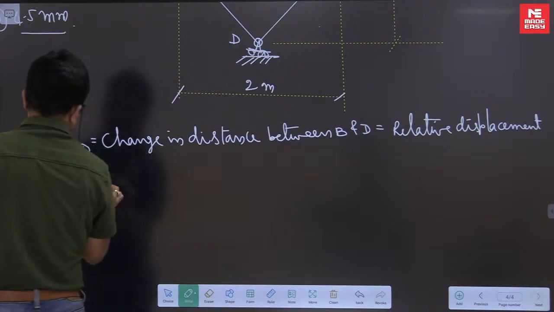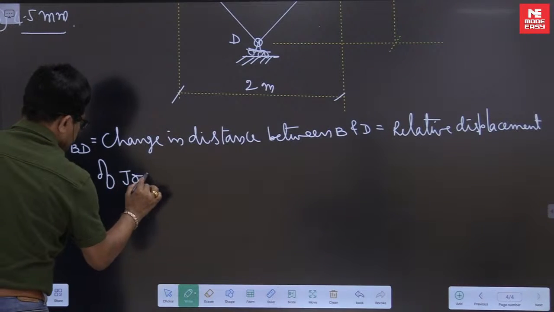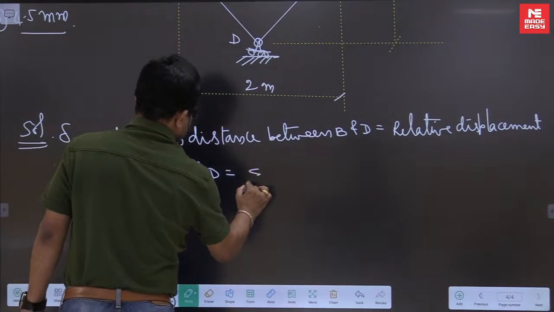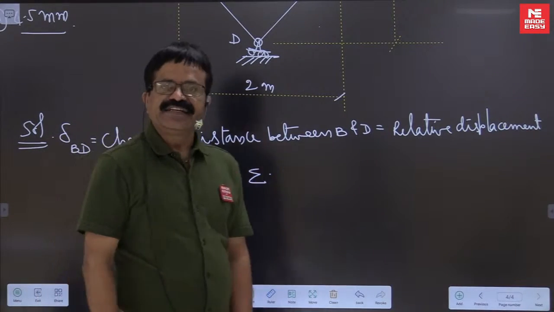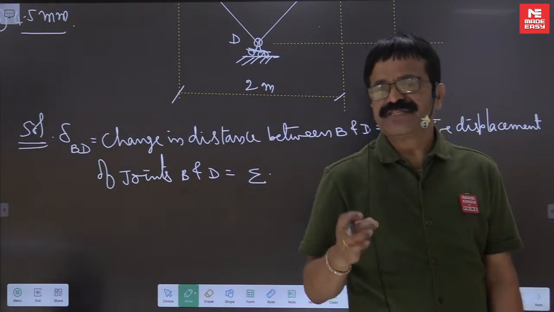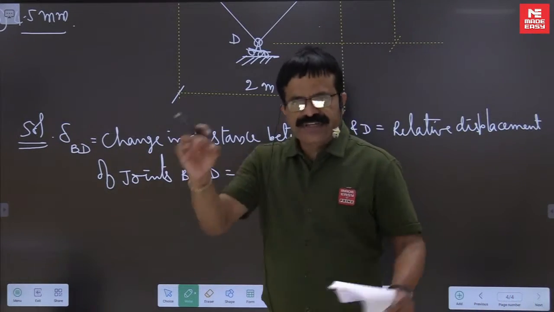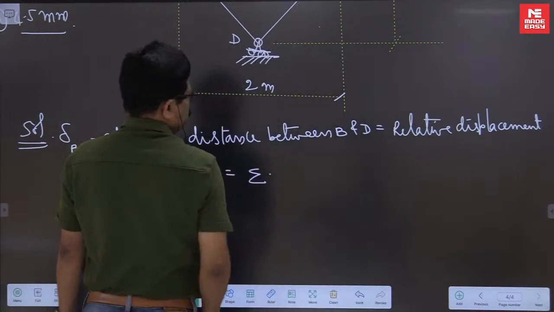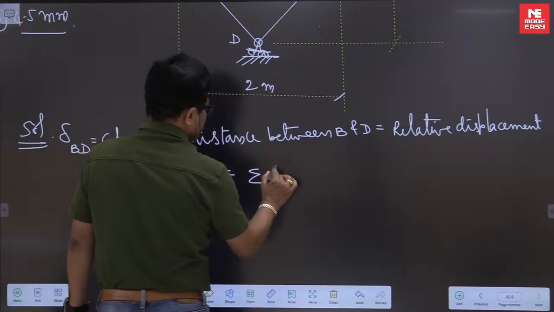Relative displacement of joints B and D. From Castigliano's theorem 2, you can find the displacement of a joint, the relative displacement of two joints, or the rotation of any member. Now this is related to the relative displacement of two joints B and D.